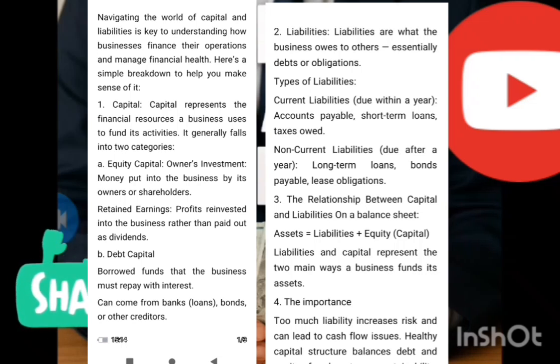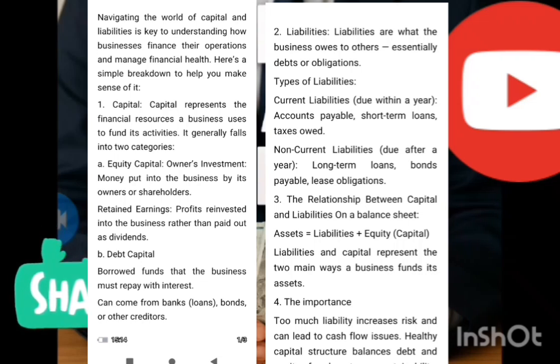The first thing we need to know is what is capital and what is liability. We have these two sources of finances in a business. The first one is capital, which represents the financial resources of a business to fund its activities. And this capital is divided into two: the equity capital and the debt capital.